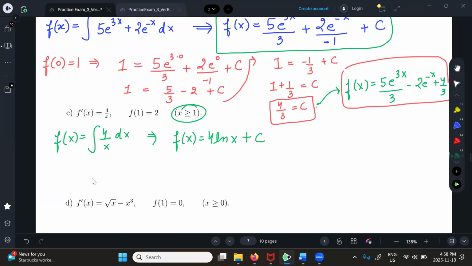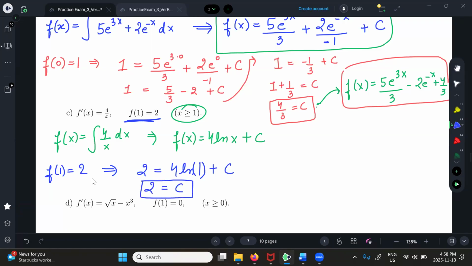Okay, I'm not done here because I have to still solve for c. So I'm given f(1) equals 2. So this tells me, this is exactly how you write, 2 equals 4 ln 1 plus c. Now what is ln 1? So 2 equals c. This was okay. So the final answer is 4 ln x plus 2.